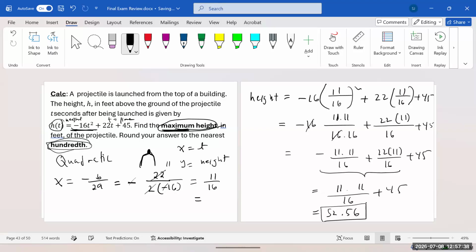Okay. And you're allowed to use only a scientific calculator. If you bring a graphing calculator, you cannot use it.